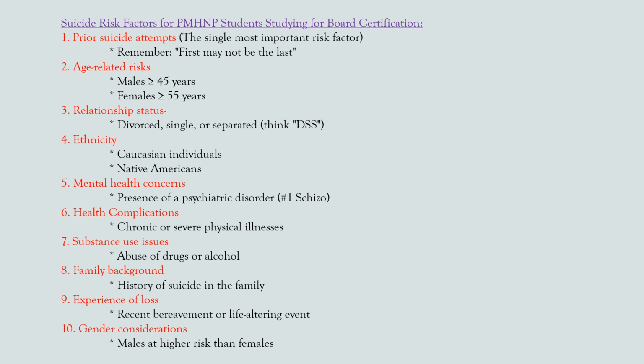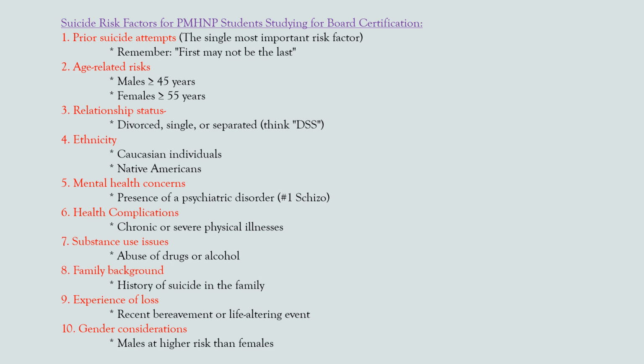Suicide risk factors. Prior suicide attempts. The single most important risk factor. Remember, first may not be the last. Age-related risks. Males older than 45, females older than 55. Relationship status. Divorced, single, or separated. Think DSS.